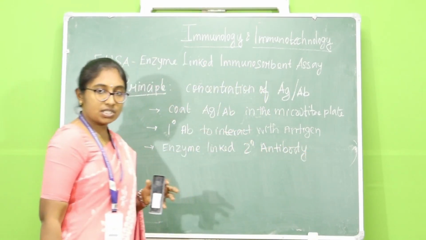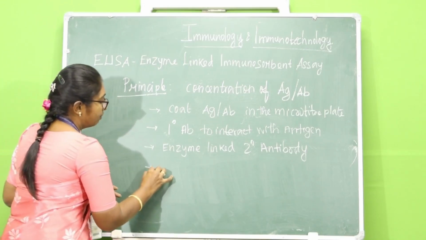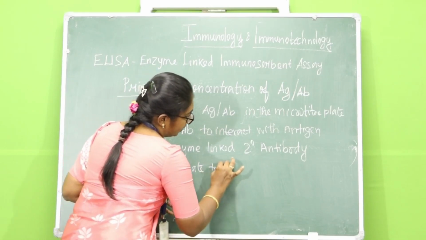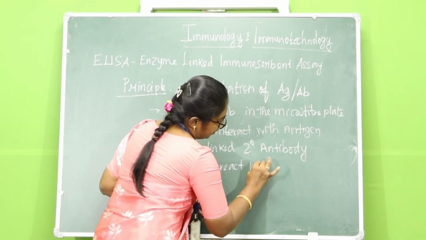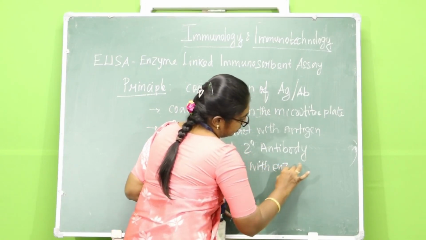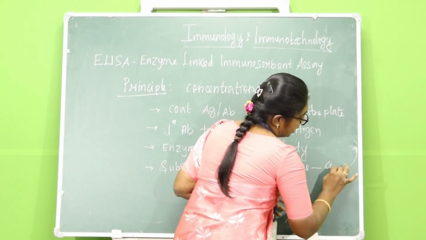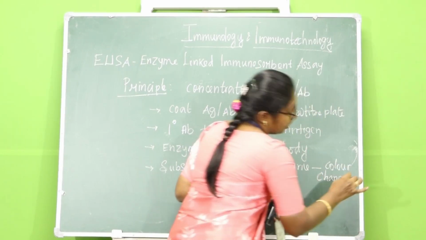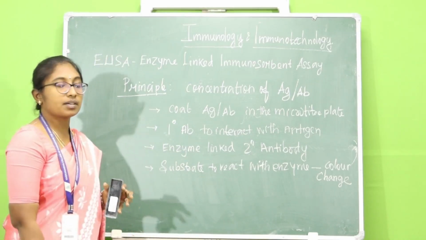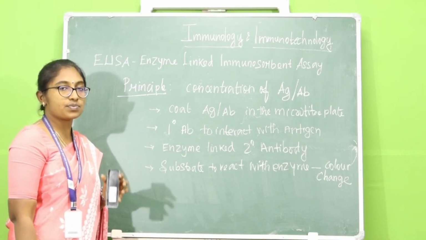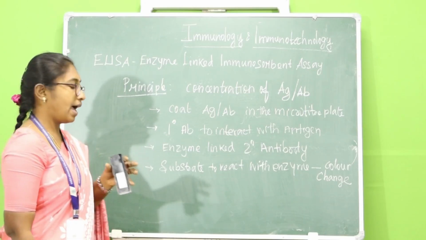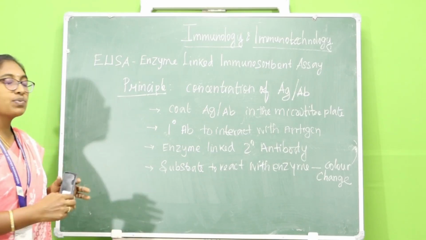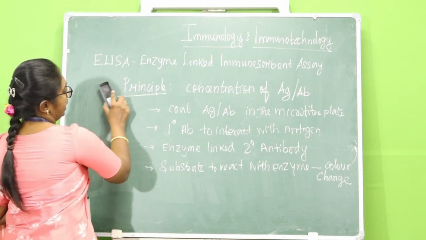So, to find the concentration of an antigen or antibody, we add a substrate to react with the enzyme, which shows a color change. From the color change, we can quantify or diagnose whether there is a presence of an antigen or antibody. So this is the principle behind ELISA.